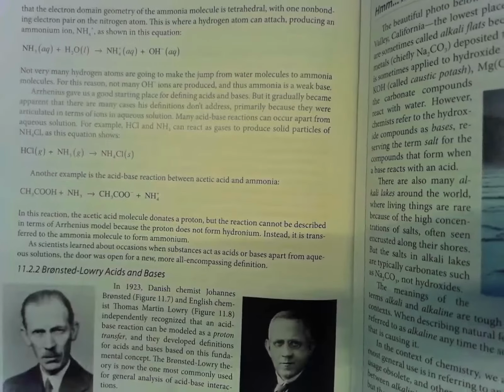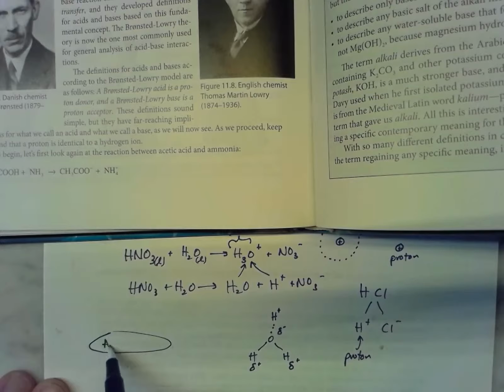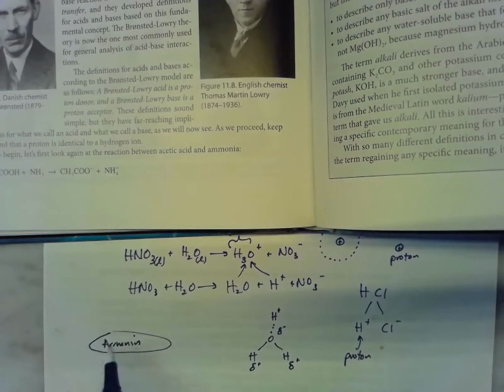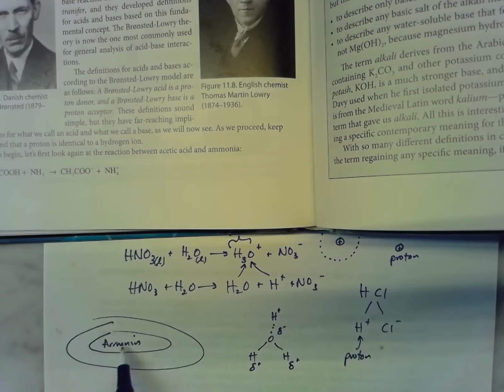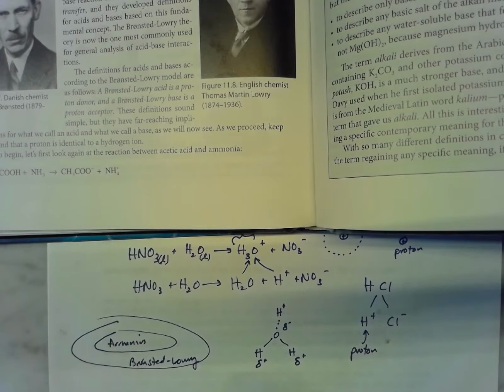All right. So what they want to do is, whereas this might be what Arrhenius can describe, this, including that, is what Bronsted-Lowry can describe. Right? So they're not opposed to one another. This guy is more inclusive than this guy is, okay? All right, so let's get some definitions here.